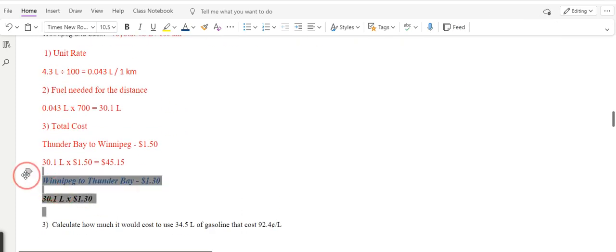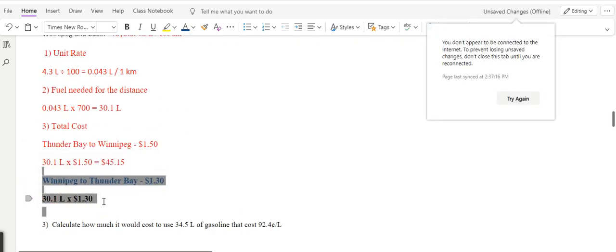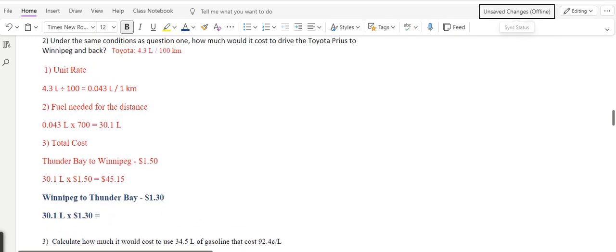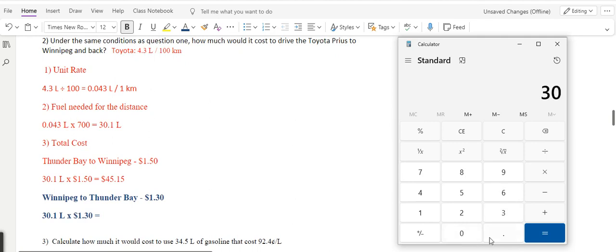Oh, sorry, I'm not sure why it's italicized. There it is. And so if we type this into our calculator, 30.1 multiplied by 1.3, that's going to be $39.